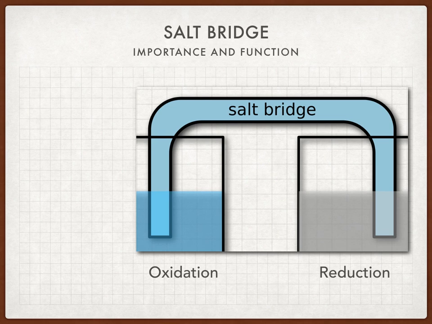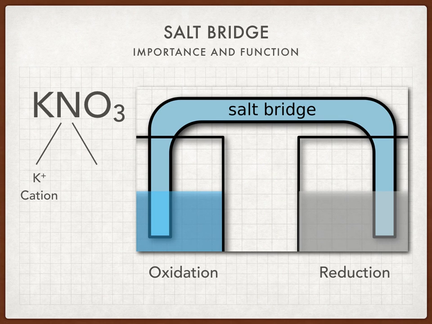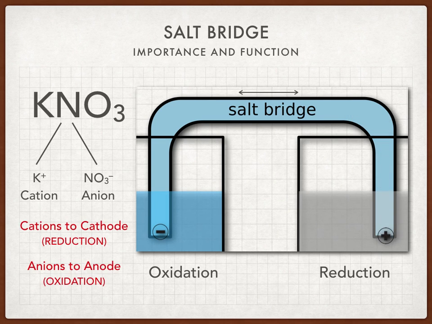Lastly, we have the ever-important salt bridge, which is vital for electrochemical cells to function. For our example salt bridge, we will use potassium nitrate, or KNO3. KNO3 will split into the cation K+ and the anion NO3-. The negative anions will move to the oxidation side, and the positive cations will move towards the reduction side. You should note that the cations move to the cathode and the anions move to the anode.